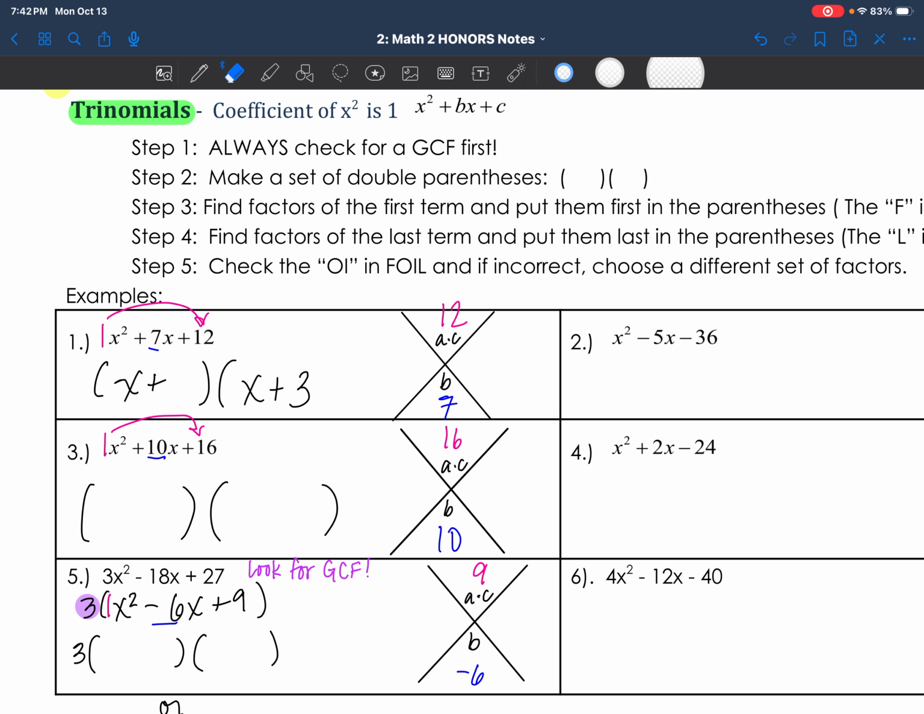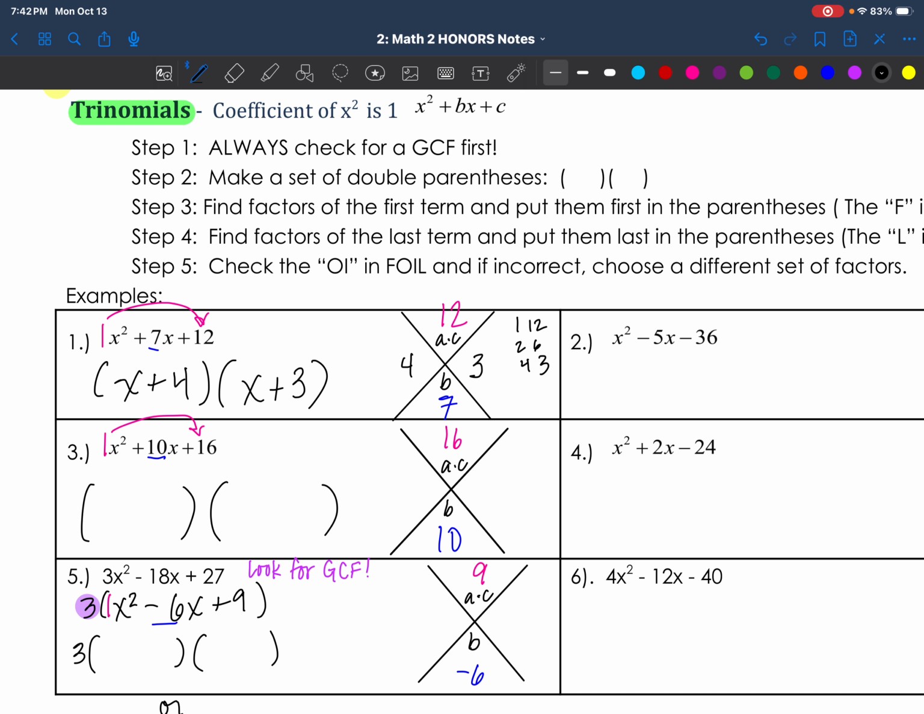Oops, looks like my eraser got too many there. Okay, so it looks like in this case, 7 is going to break up into 4 and 3. So 4 and 3 multiply to give you 12, because you have 1 and 12, 2 and 6, 4 and 3. So we said 4 and 3, so we're going to go x plus 4, x plus 3, and that's it.